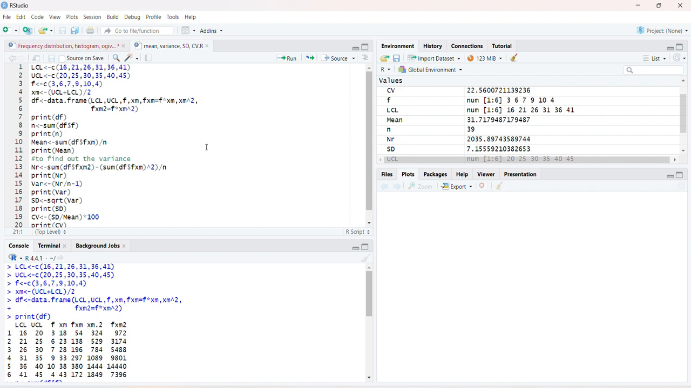Thank you students. In today's lecture, what we have done is to find out the mean, variance, standard deviation and the coefficient of variance. And in the last class, we did how to construct the frequency distribution table. I hope you could enjoy the R programming. Thank you so much. Practice, then only you will understand easily. Thank you.